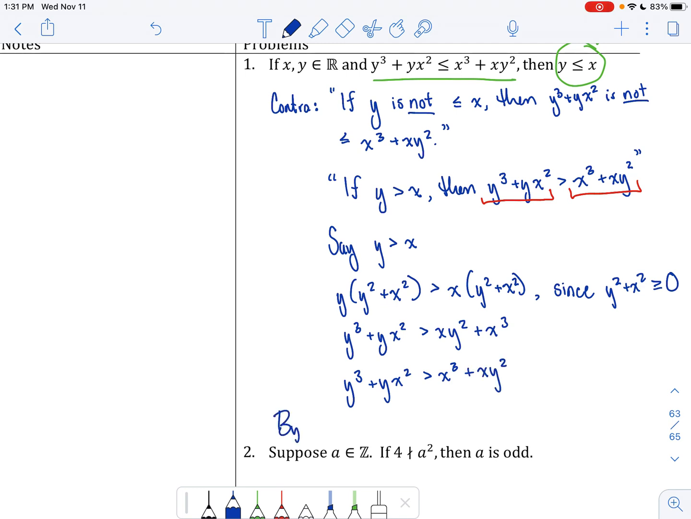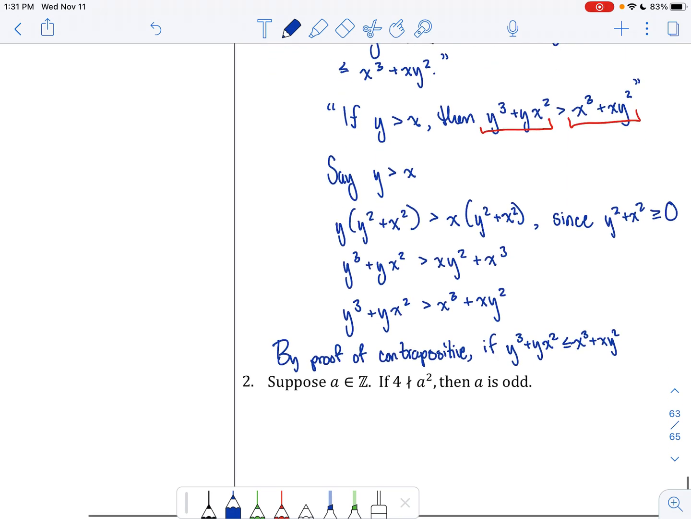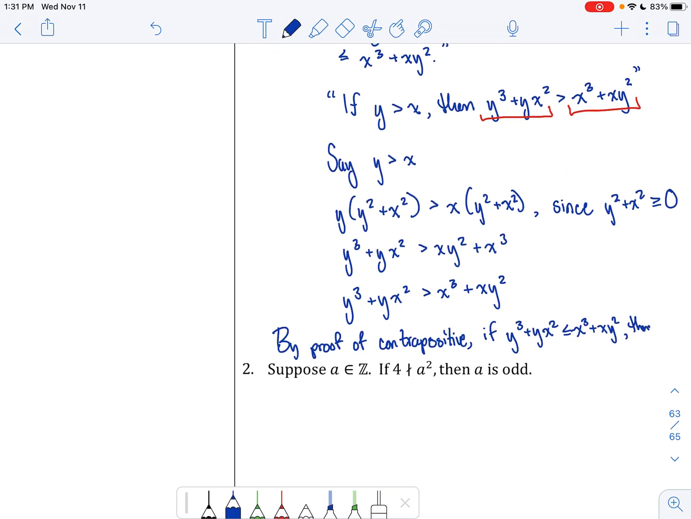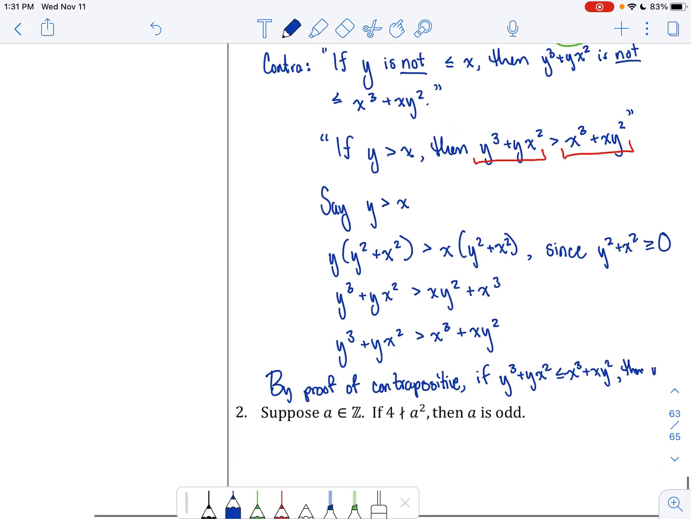So by proof of the contrapositive, if y cubed plus yx squared is less than or equal to x cubed plus xy squared, then y is less than or equal to x. So remember, with contrapositives, it's nice to rewrite it and use the correct inequality symbols.